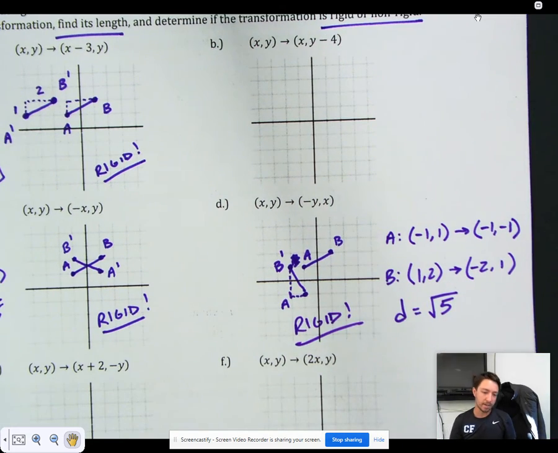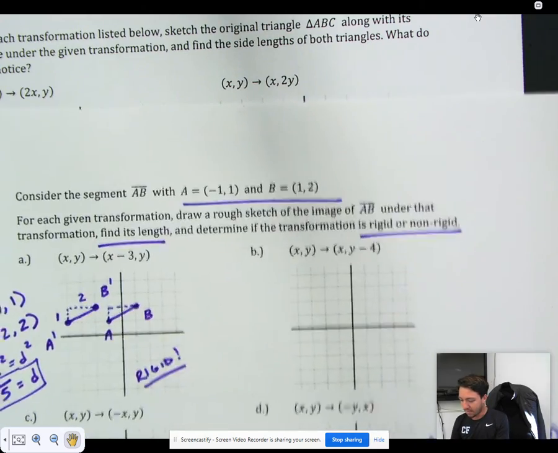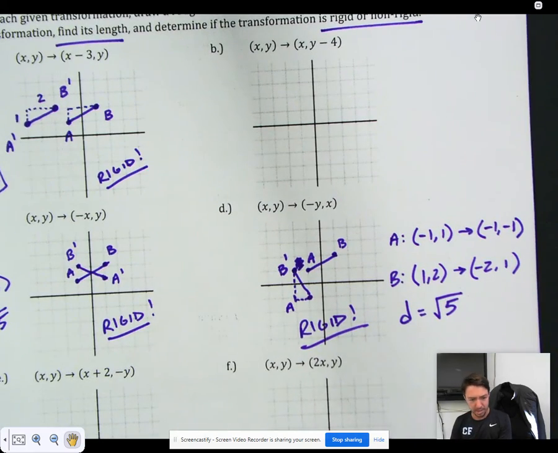So now maybe you're thinking, wait a second, are they all rigid? Is this like some sort of trick, or what are you getting at here? Are you just going to say they're all rigid transformations? No, they're not all rigid transformations.